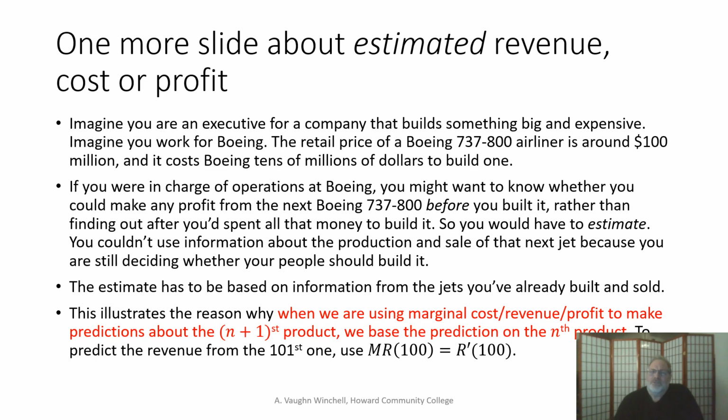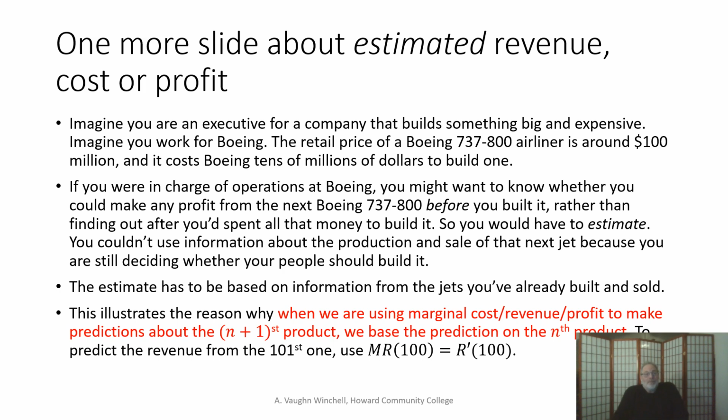So if you were in charge of operations at Boeing, you might want to know whether the next 737 airliner would be profitable before you went and built it. You'd want to project into the future. The problem is, if you haven't built that $100 million jet airliner yet, you don't have any data from that jet airliner. The only data you have is from the last one or all the ones you've built in the past. So you have to estimate based on the numbers you have, right? To project the next one, which would cost too much to just take a chance.